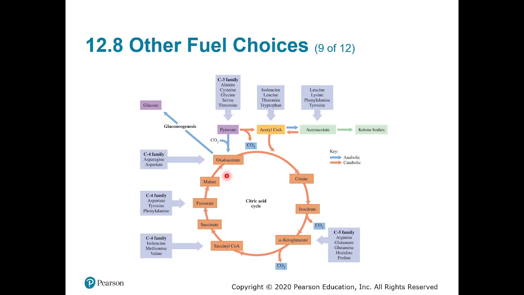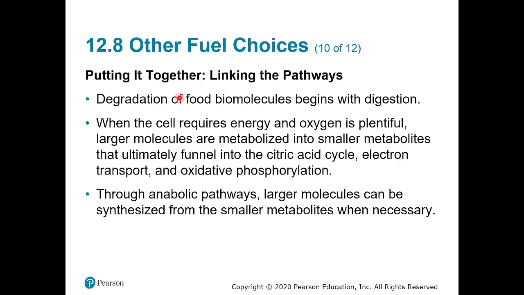Notice that as long as you can plug into the citric acid cycle, you can go through gluconeogenesis from oxaloacetate to glucose. So as long as you can plug into this pathway somewhere here, you can get new glucose. Okay, and you can make your own glucose. That's why you don't have to eat any glucose.